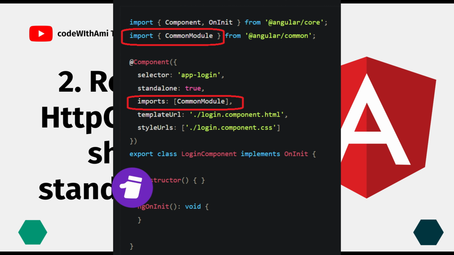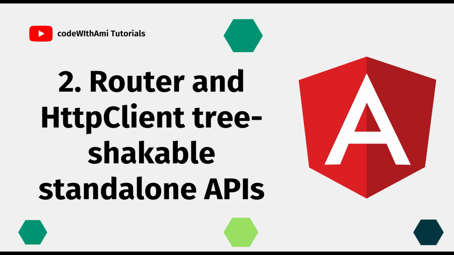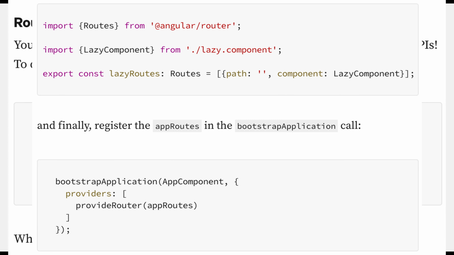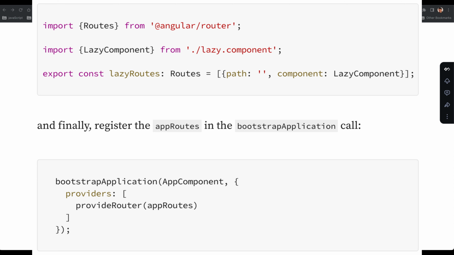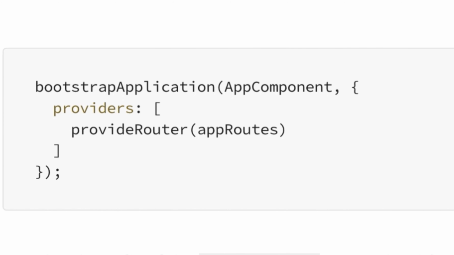Alright, so the next thing is router and HttpClient tree-shakable standalone APIs. Yes, you can build a multi-routing application using the new router standalone APIs. To declare the route, you can use this particular piece of code. The same way, you just have to create a routing array, provide your paths and components here, and finally register the app route in the bootstrap application call. This is what we do when we are working with standalone components.